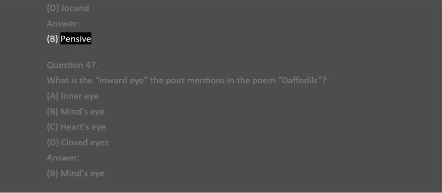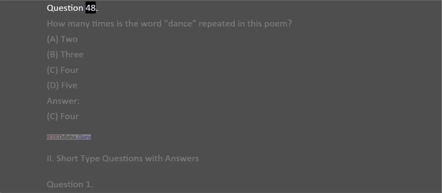Question 47. What is the inward eye the poet mentions in the poem, Daffodils? A. Inner eye, B. Mind's eye, C. Heart's eye, D. Closed eyes. Answer, B. Mind's eye. Question 48. How many times is the word dance repeated in this poem? A. 2, B. 3, C. 4, D. 5. Answer, C. 4.